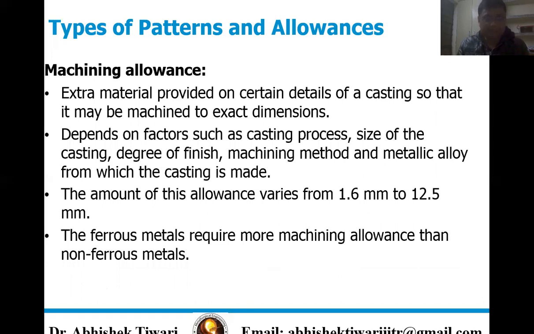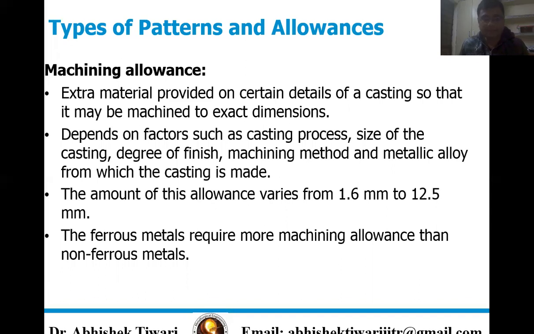Then we have machining allowance. So, extra material provided on certain details of casting so that it may be machined to exact dimensions, and it depends on factors such as casting process, size of casting, degree of finish, machining method, and metallic alloy from which casting is made. The amount of this allowance varies from 1.6 mm to 12.5 mm.